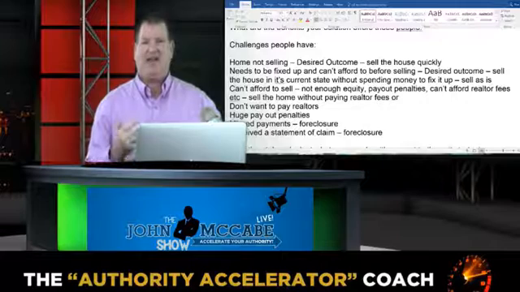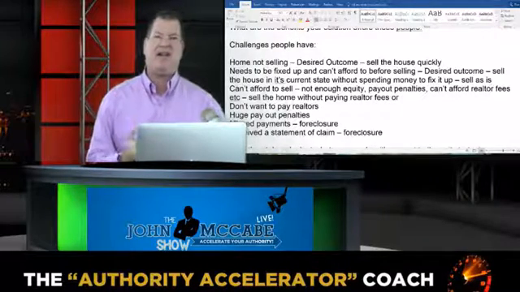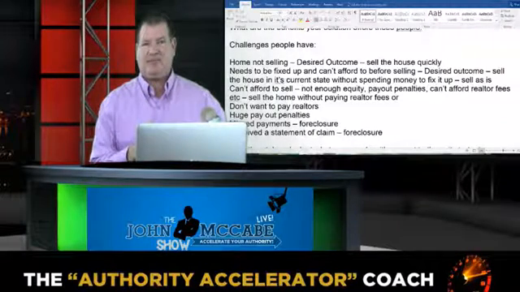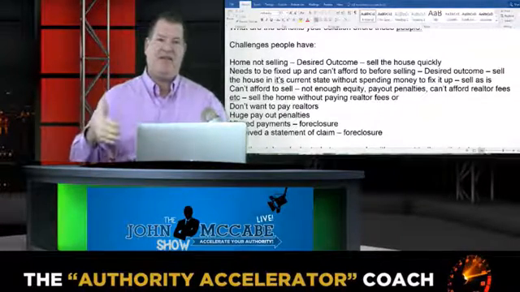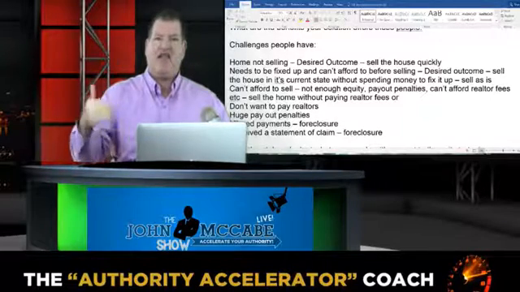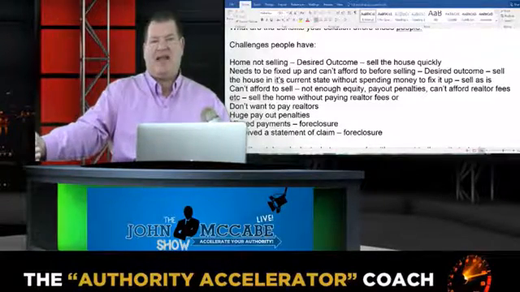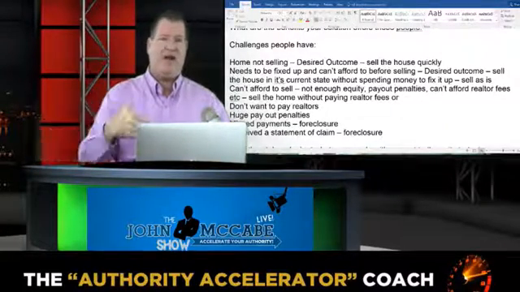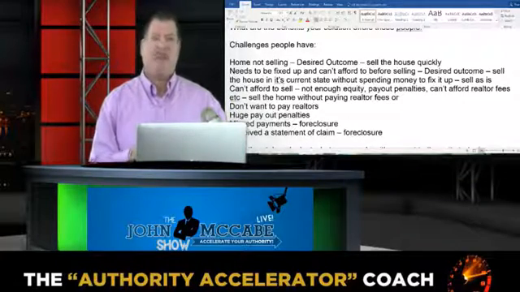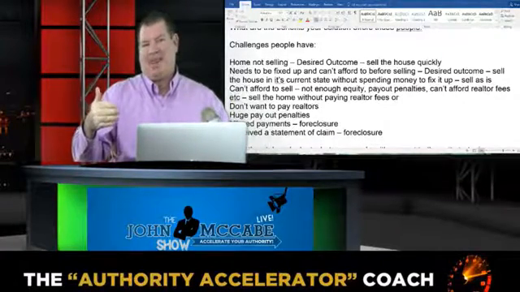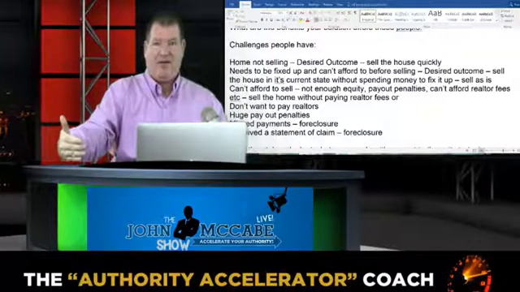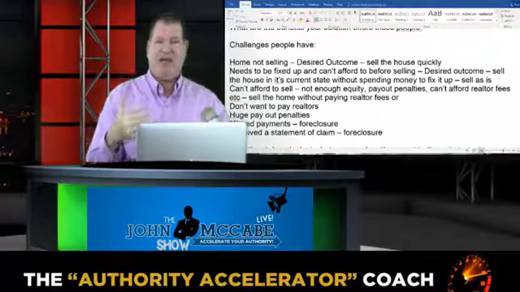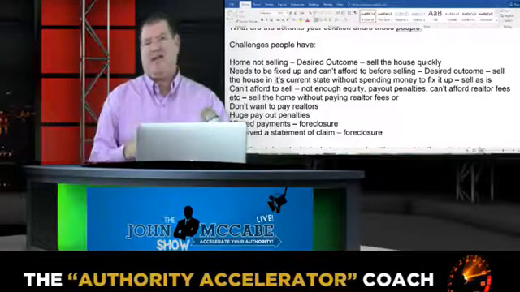So there's not enough equity, there's payout penalties, or maybe the realtor fees, all that stuff comes into play. So what is the desired outcome of these people? Their desired outcome is to sell the home and walk away with the money that they've invested in it, or walk away with at least their down payment, or sell the home without paying realtor fees or payout penalties. So again, the desired outcome is they want to sell the home and they want to make some money, but they have these other challenges where either the market hasn't gone up enough.